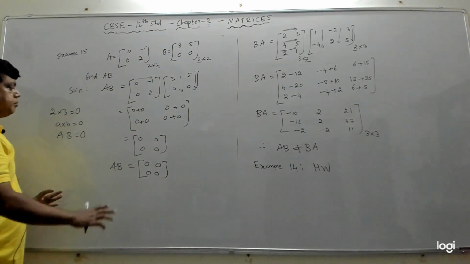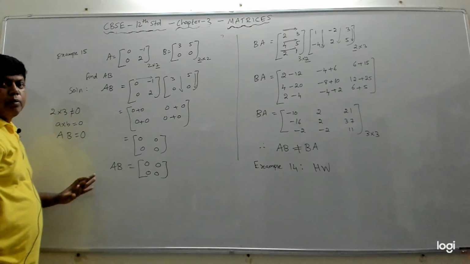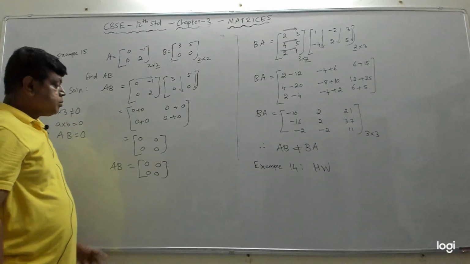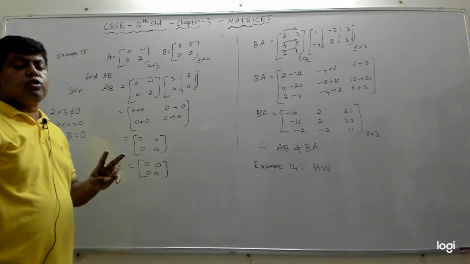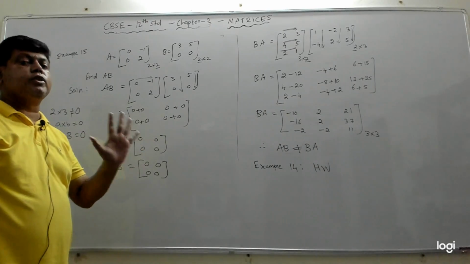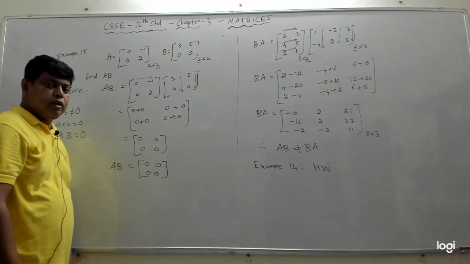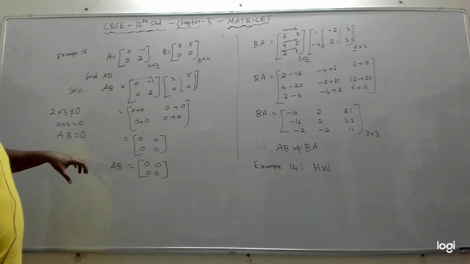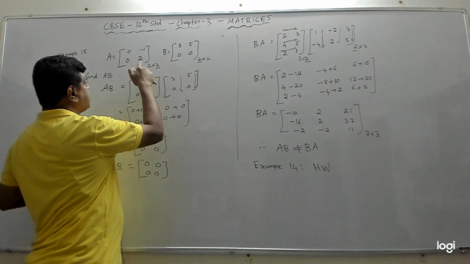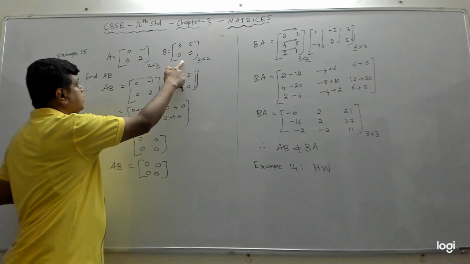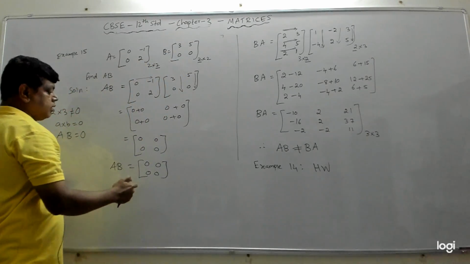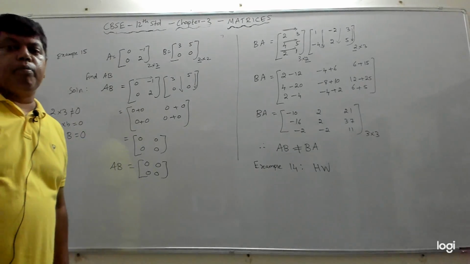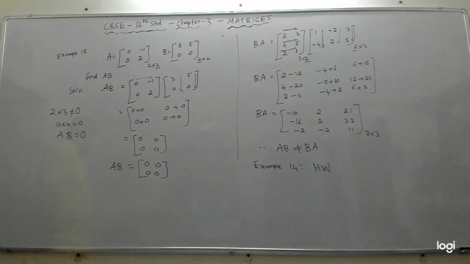That is possible in matrices, which means when you multiply two non-zero matrices, the resultant matrix can be 0. So that is what this example shows: when I multiply two non-zero matrices, this is not a zero matrix, this is not a zero matrix, but the product A into B is a zero matrix. Right? So all of you can take the notes. Then we will go to the next example.